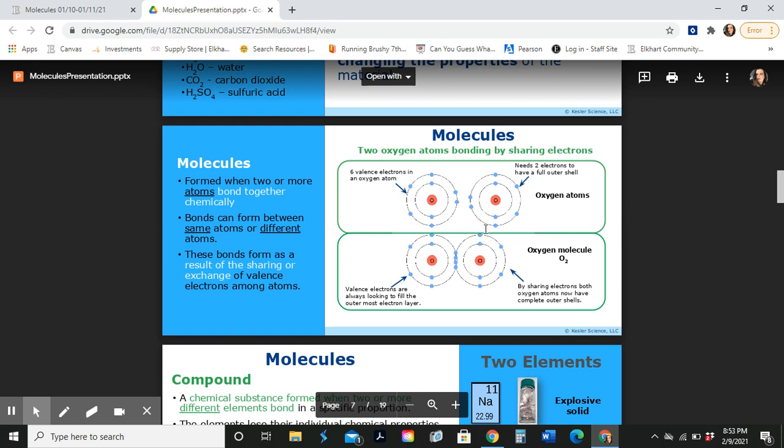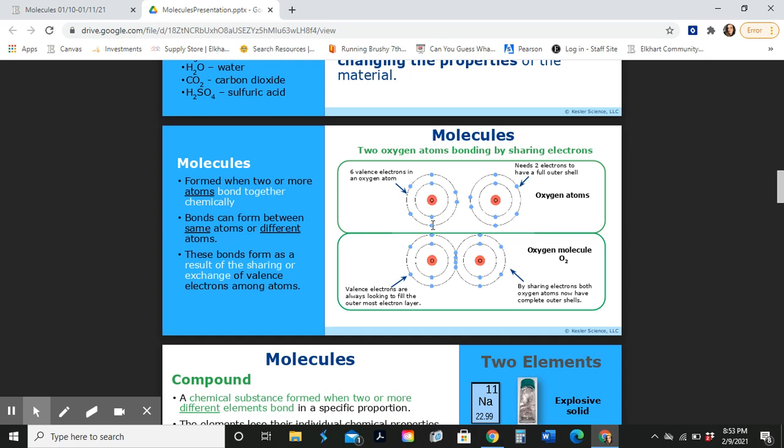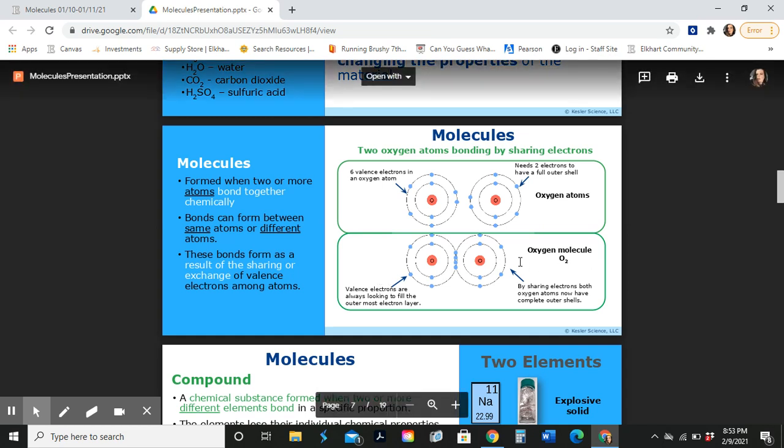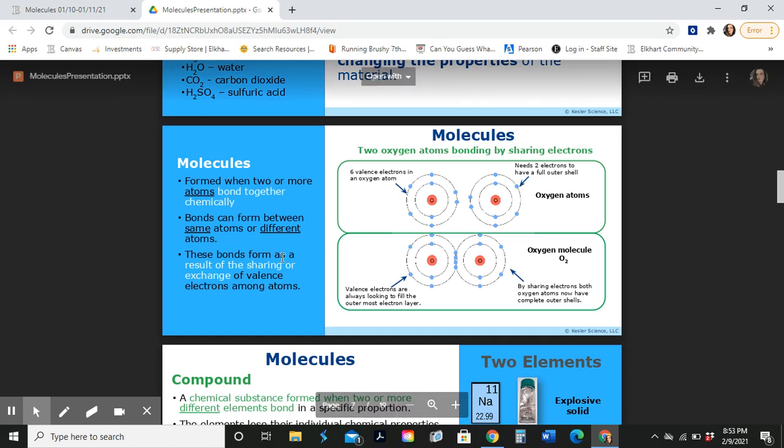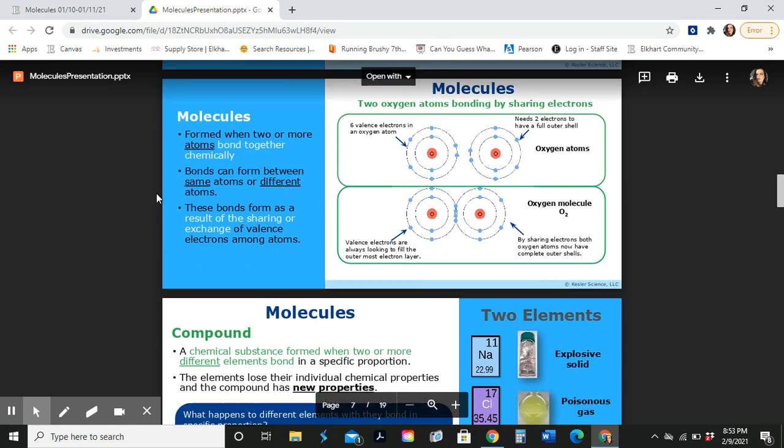Right here you see two oxygen atoms bonding together by sharing electrons. And right here we have an oxygen molecule, O2. Molecules are formed when two or more atoms bond together chemically. Bonds can form between the same atoms or different atoms. These bonds form as a result of sharing or exchange of valence electrons among atoms.